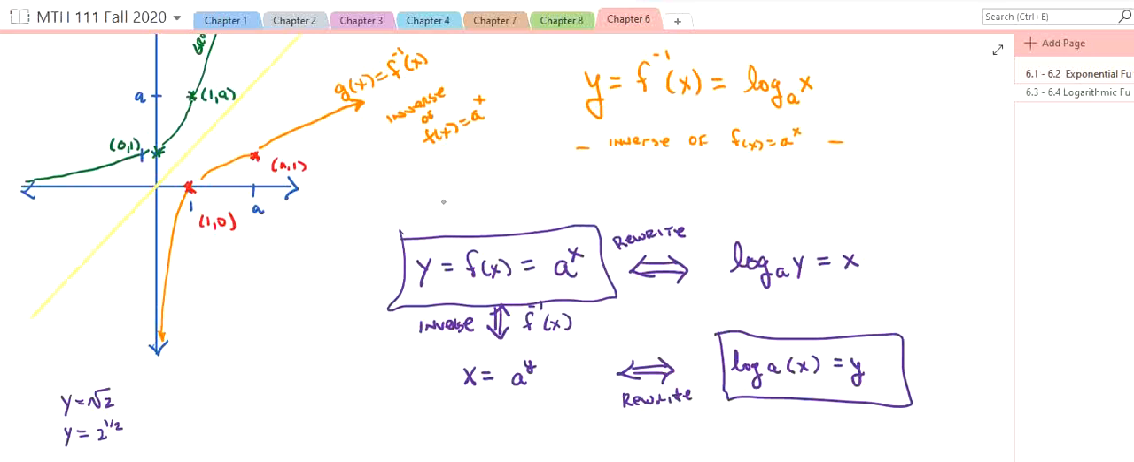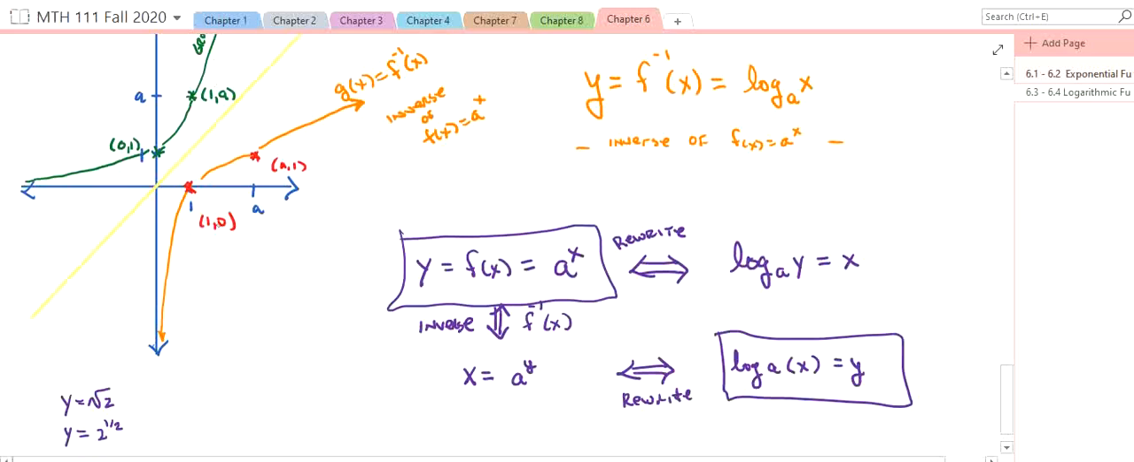Okay, so we were talking about the inverse of the log function. We saw that if we had y equals a to the x, written as this green line, we can find the inverse of that as y equals log base a of x. And that is this orange line.